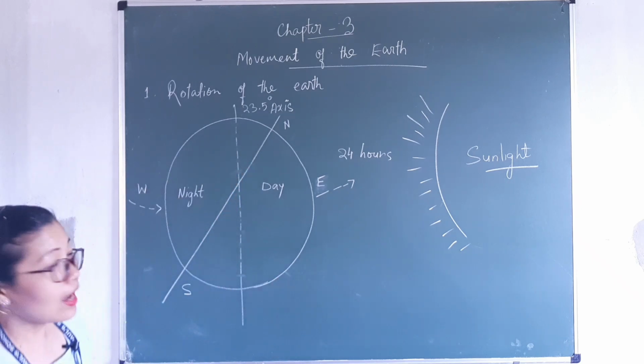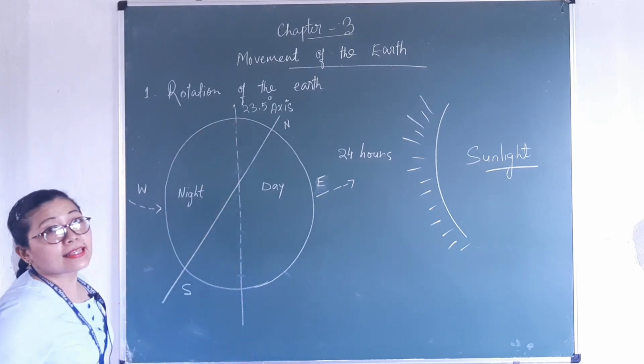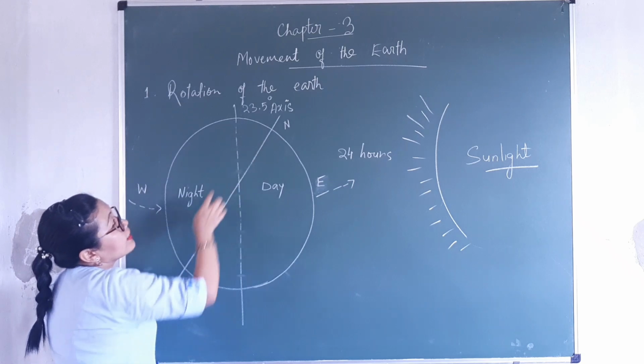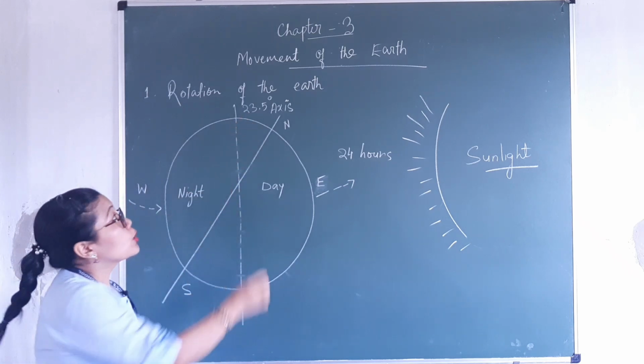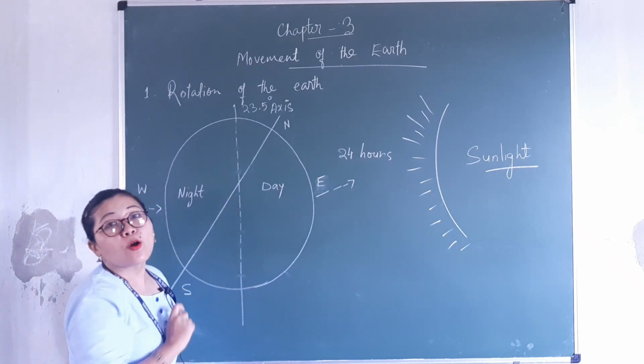Okay? Now you can see here an axis. This axis is tilted at an angle of 23.5 degrees to the plane of Earth's orbit.